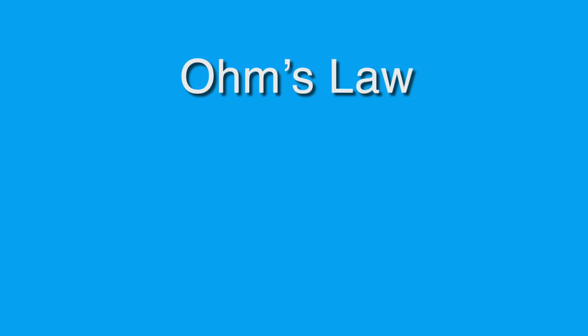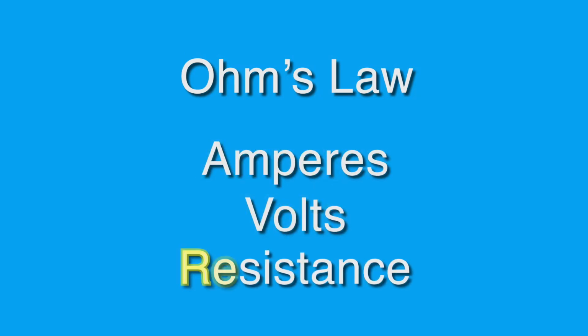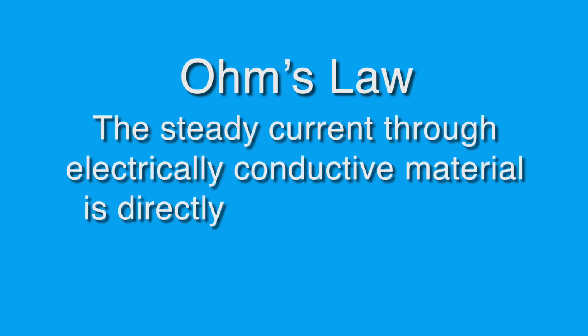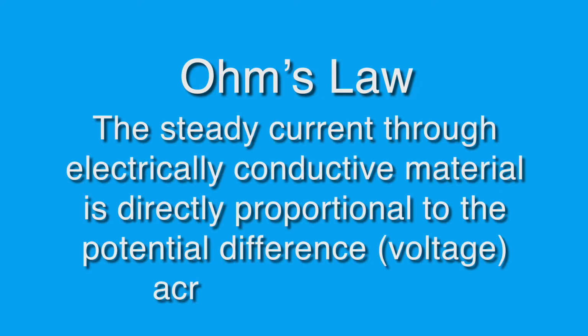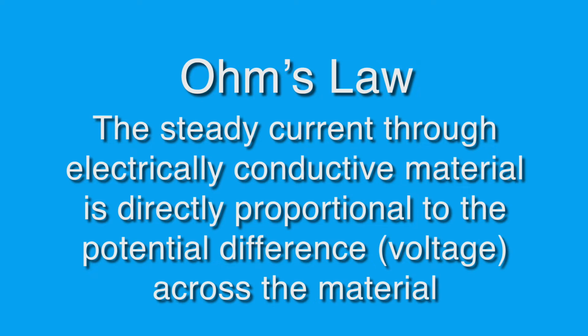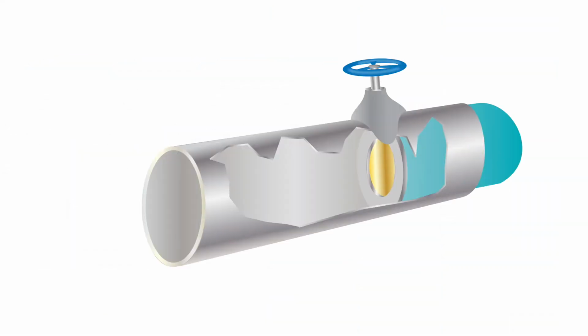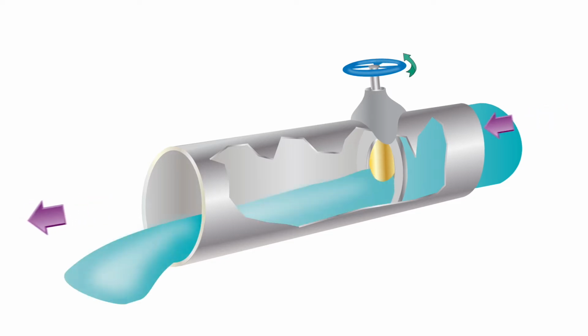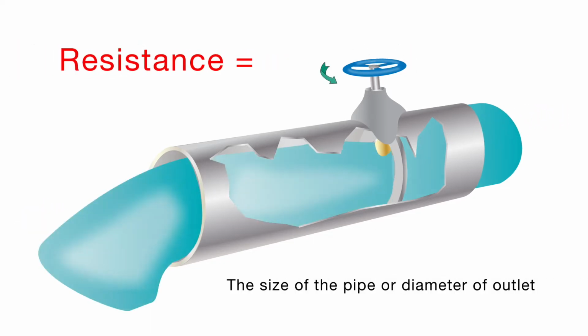Named after Herr Ohm, the person credited with establishing the relationship between amps, volts, and resistance, the steady current through electrically conductive material is directly proportional to the potential difference, or voltage, across the material. When an electric current flows through a conductor or wire, an analogy can be made to water flowing in a pipe, whereby resistance to water flow is the size of the pipe. The bigger the pipe and the wider the opening, the lower the resistance.